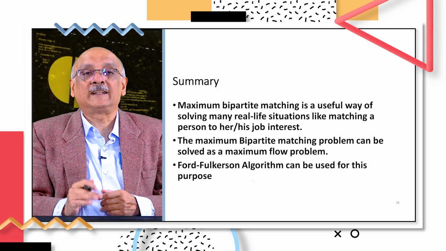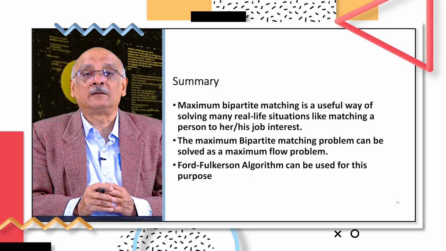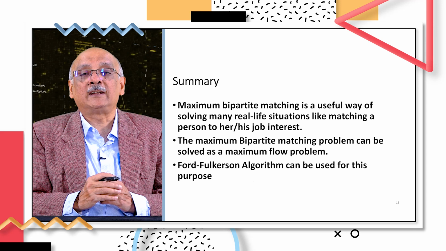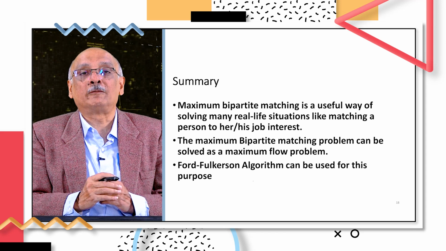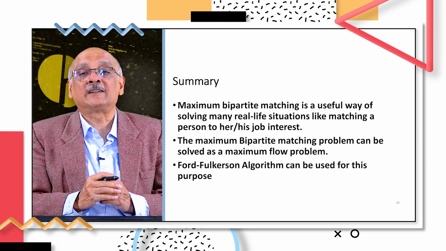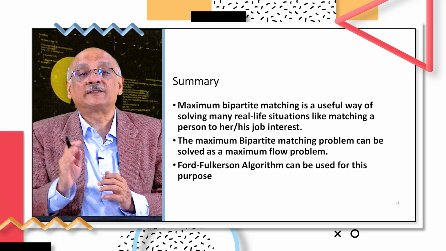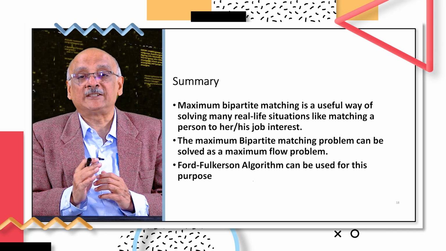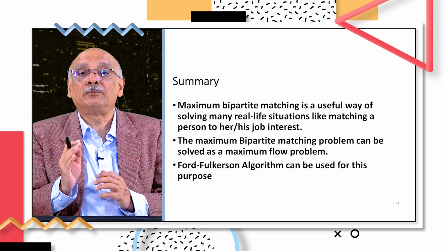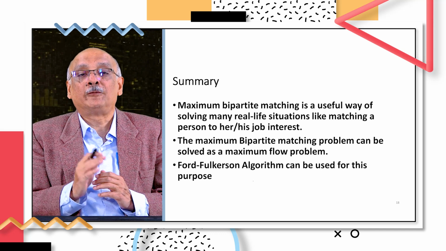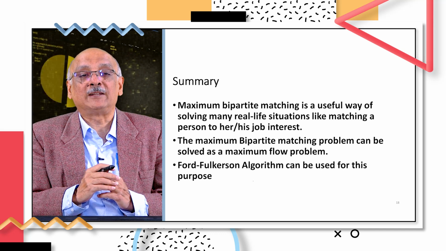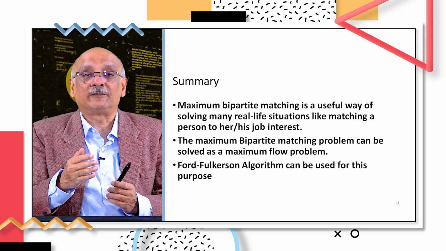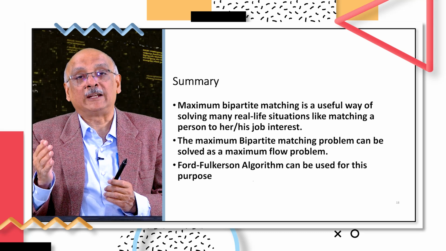So, with this, let us summarize what we have done in this particular session: maximum bipartite matching is a useful way of solving many real life situations, like matching a person to his or her job interest. The maximum bipartite matching problem can be solved as a maximum flow problem, and Ford-Fulkerson algorithm can be used for this particular purpose after converting the graph into a flow network.